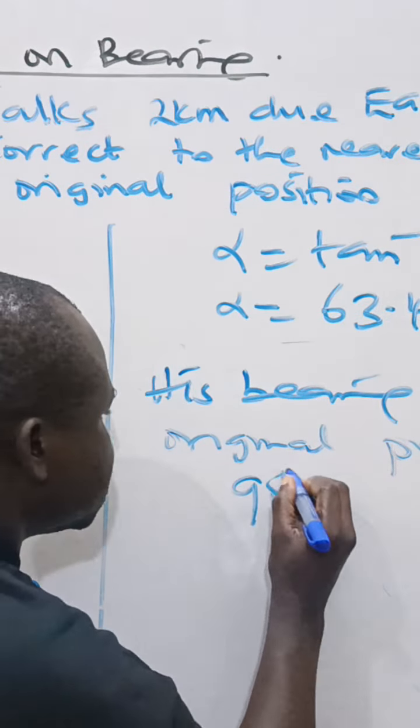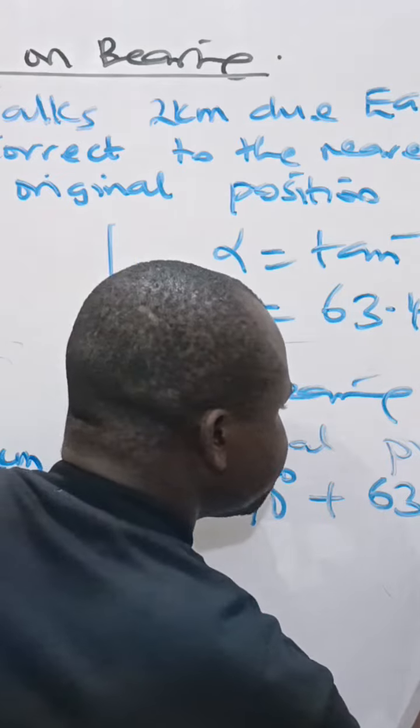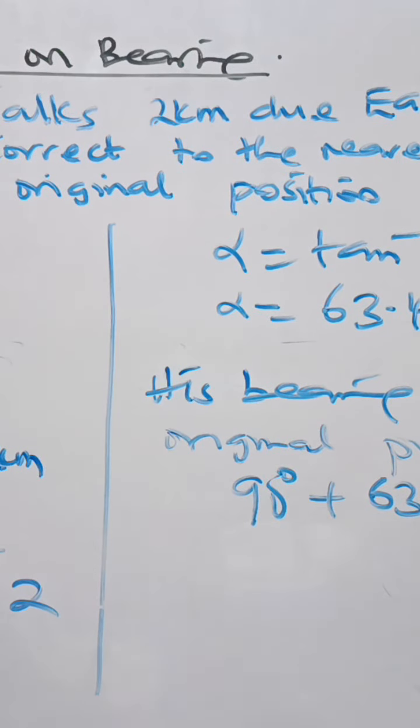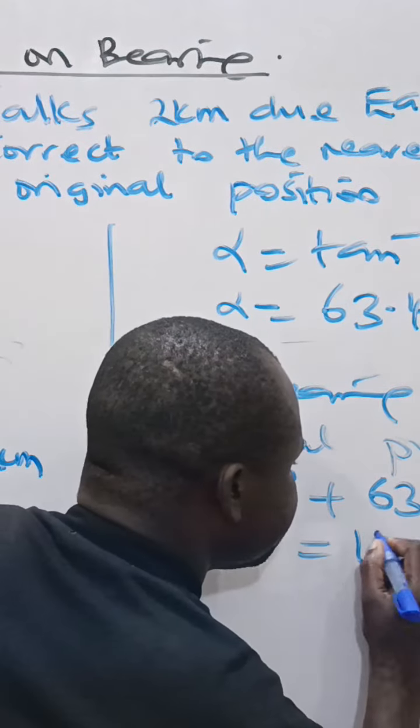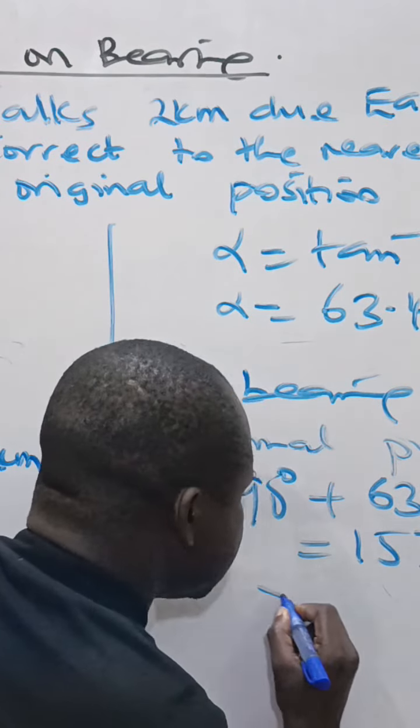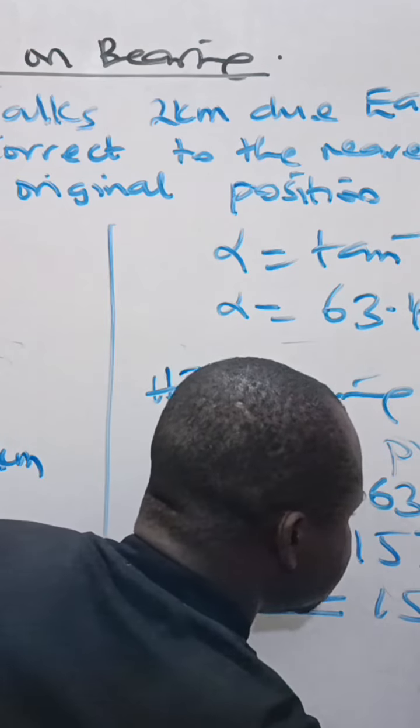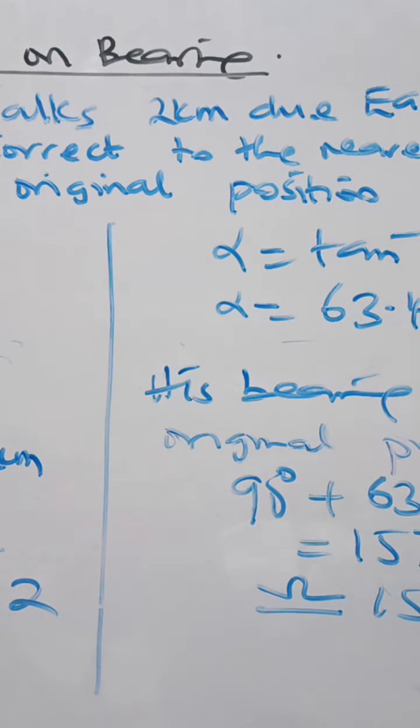We have 90 degrees plus 63.4 degrees. From north to east is 90. Then we have gotten the value here. So this will be equal to 153.4 degrees, which is approximately 153 degrees. So that will be its bearing from the initial position. Thank you.